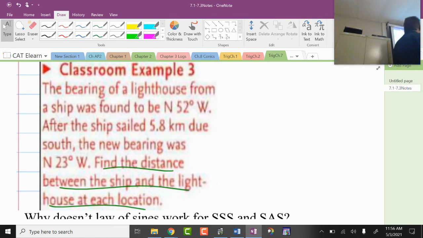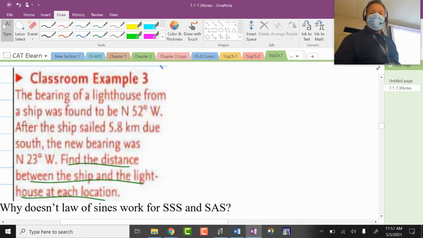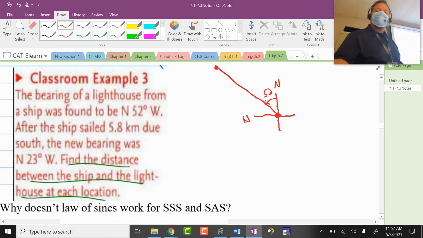Now, where is the lighthouse compared to the ship? Is it above it or below it on the map? Above, and is it left or right? Left. That's how you want to understand how this shakes out, because the ship is starting here and the bearing from the ship to the lighthouse is north 52 west. That is why the lighthouse is here.